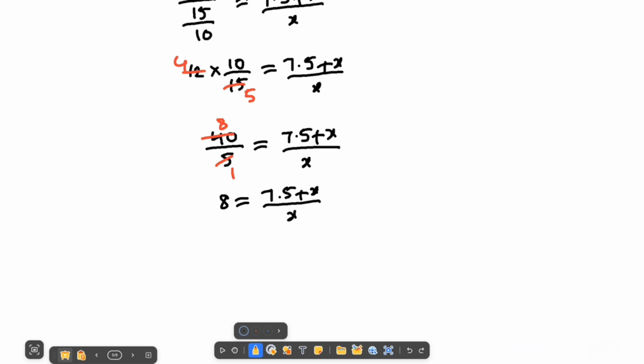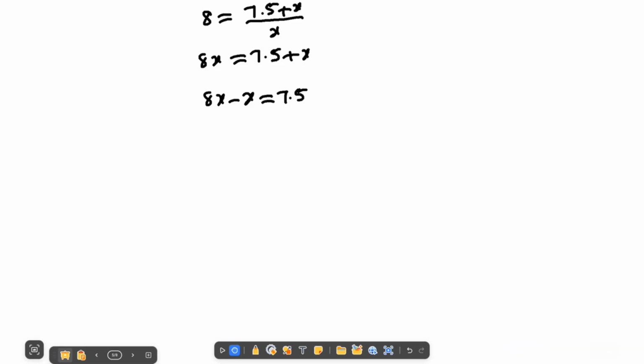Bring X to the left side, it becomes 8 into X. 8X is equal to 7.5 plus X. Bring that right side X to the left side. 8X minus X is equal to 7.5. 8X minus X, it is 7X. 7X is equal to 7.5. Send 7 to the right side. Now X is equal to 7.5 by 7.